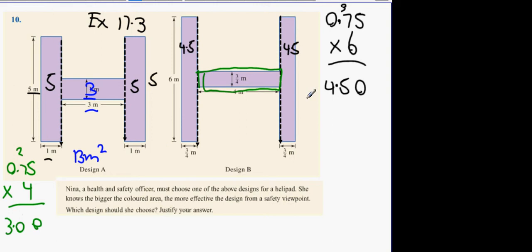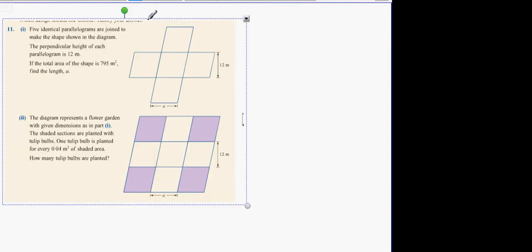So let's add. How many 4.5s do we have? 2. So 4.5 plus 4.5 is 9. 9 plus 3? 12. Which one's the bigger helipad? The first one with 13 meters squared. Okay, moving on.